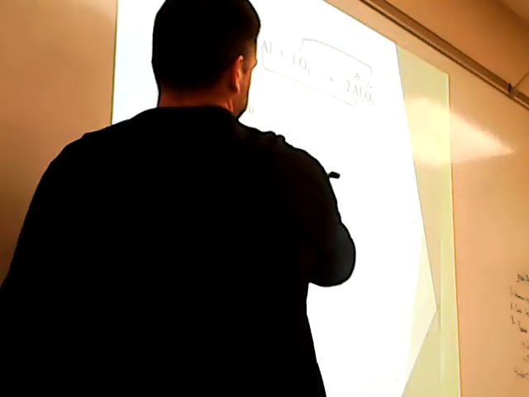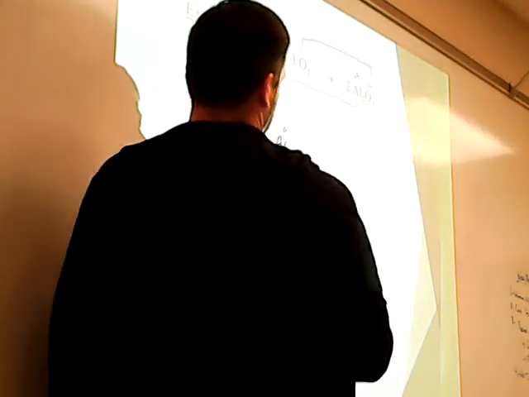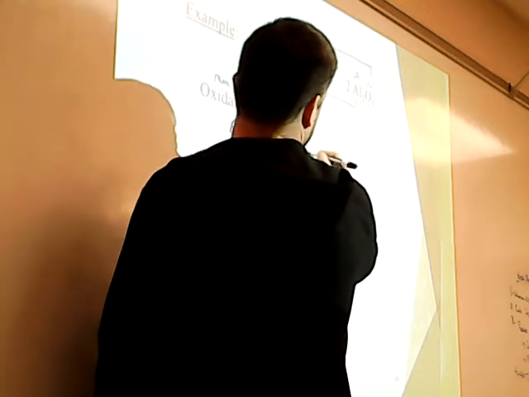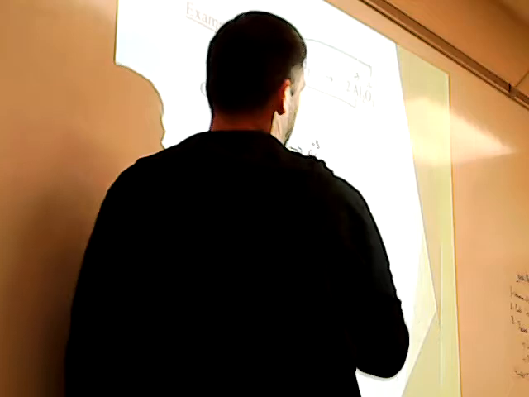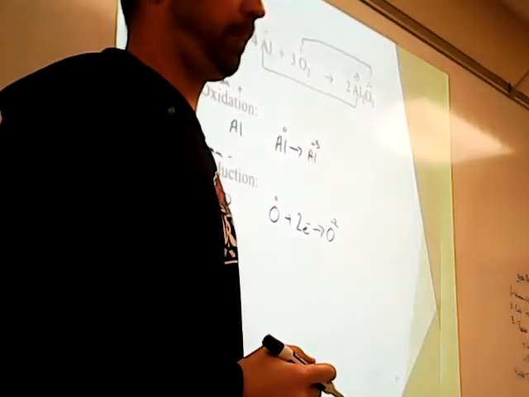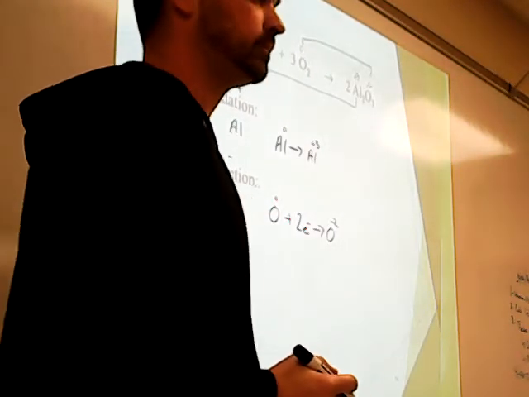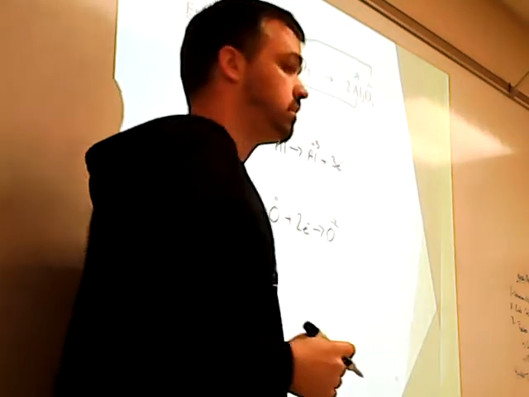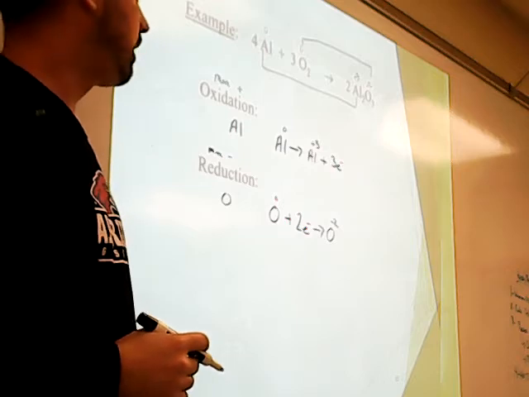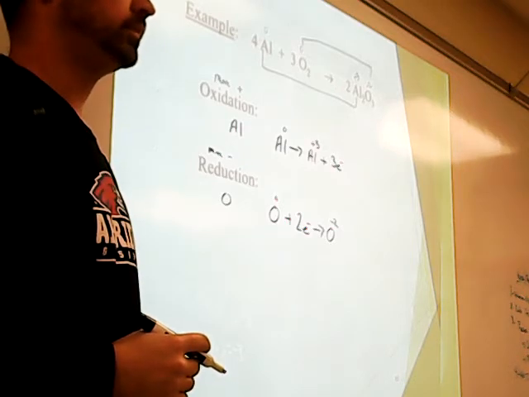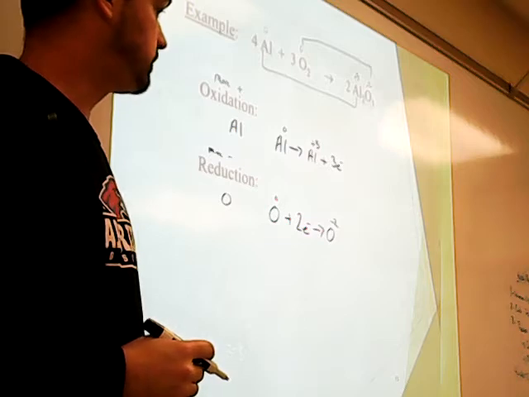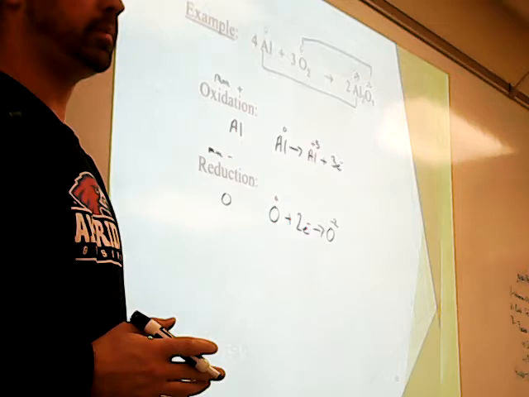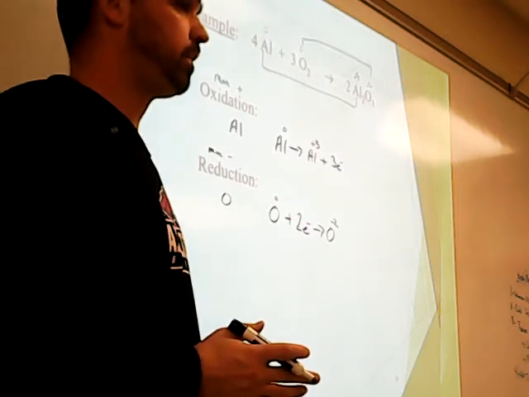Now aluminum starts at 0 and turns into aluminum +3 by doing what? By losing what? By losing 3 electrons. Okay? A little better than the first time?